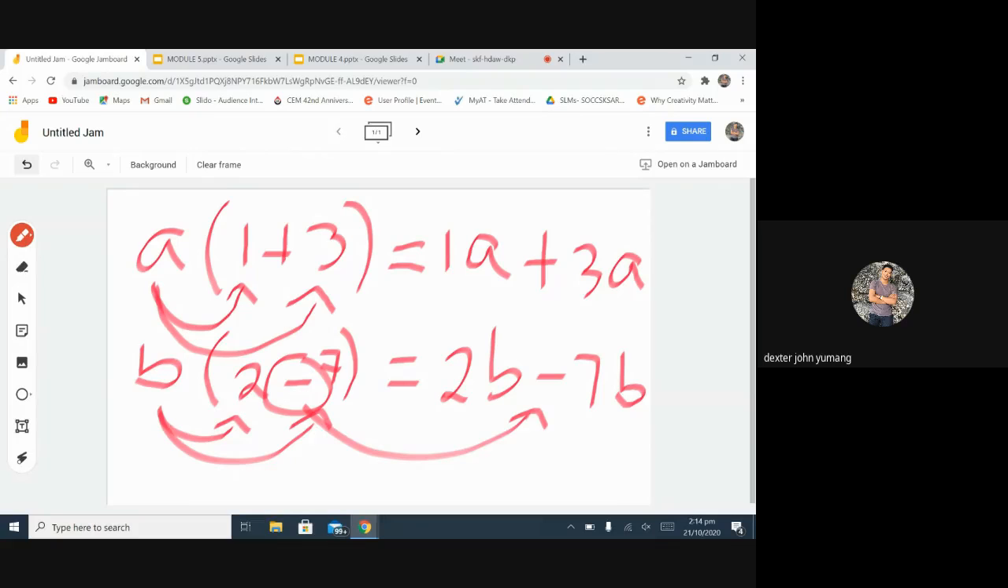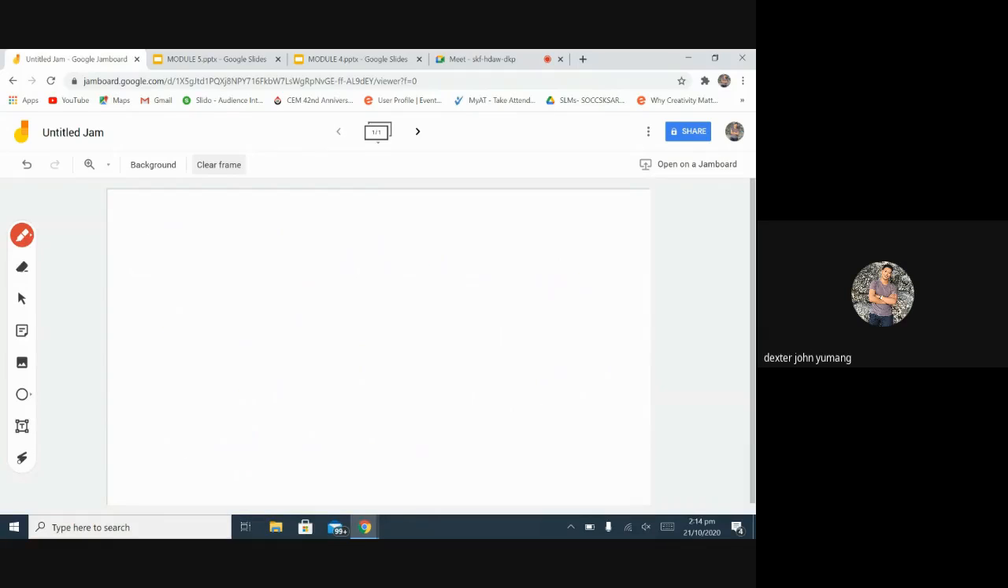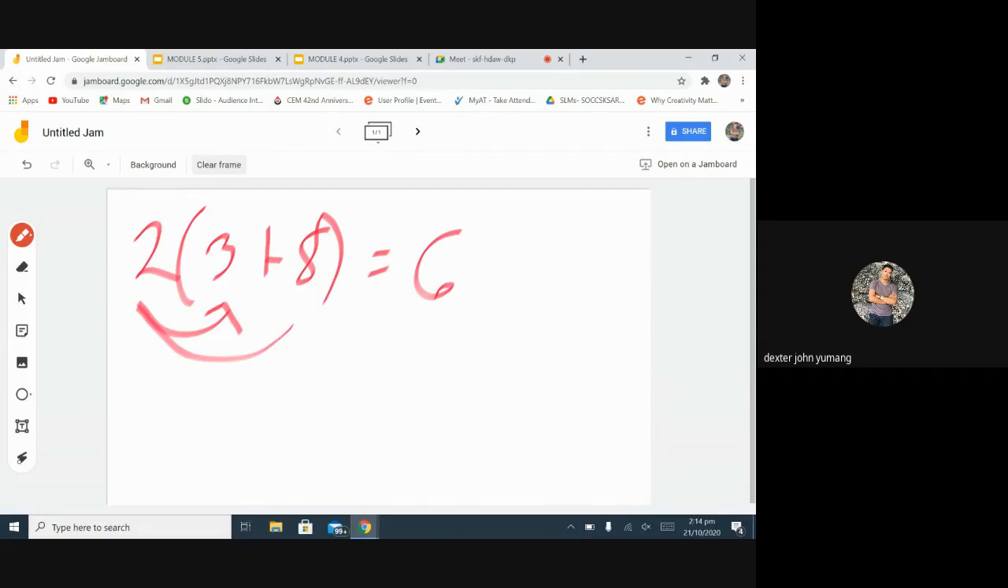So, moreover, I'll give you another example. What about kung number lahat? Example, 2 times 3 plus 8. So, i-distribute natin siya. Una, 2 times 3 magiging 6. Ikalawa, 2 times 8 magiging 16. Then copy the sign, plus.